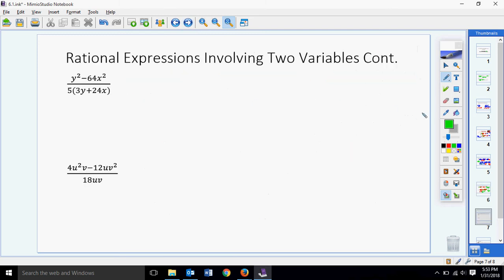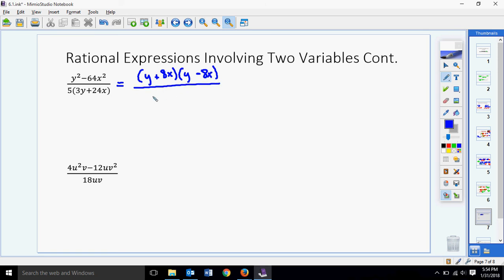All right, this is two variables continued, so just get some extra practice factoring. In the numerator, I notice I can't take anything out of it, but I do have the difference of two squares. So I'm going to factor this into two sets of parentheses, one's plus, one's minus. First thing being squared is y. The second thing being squared is 8x.